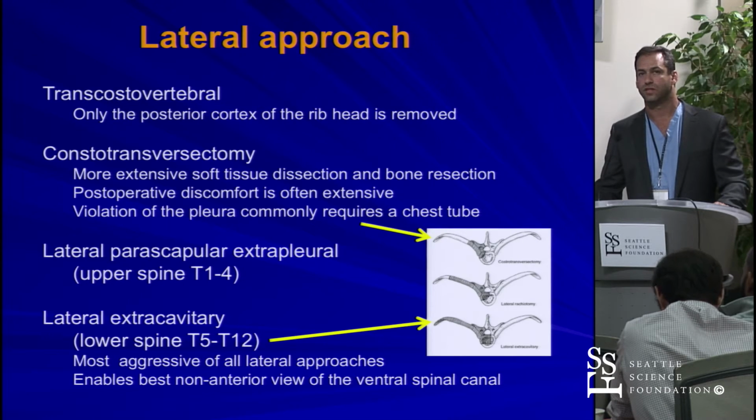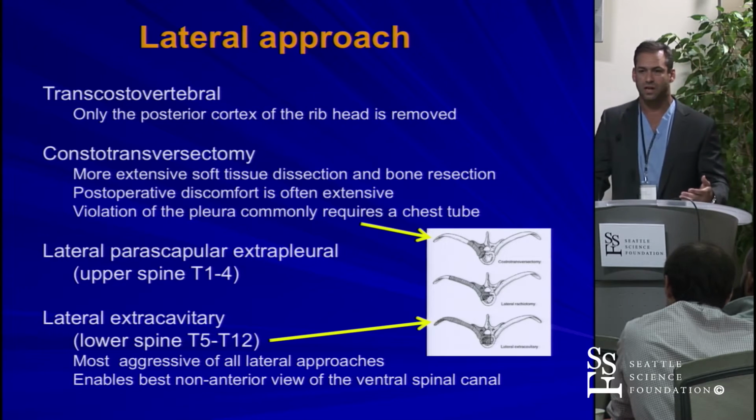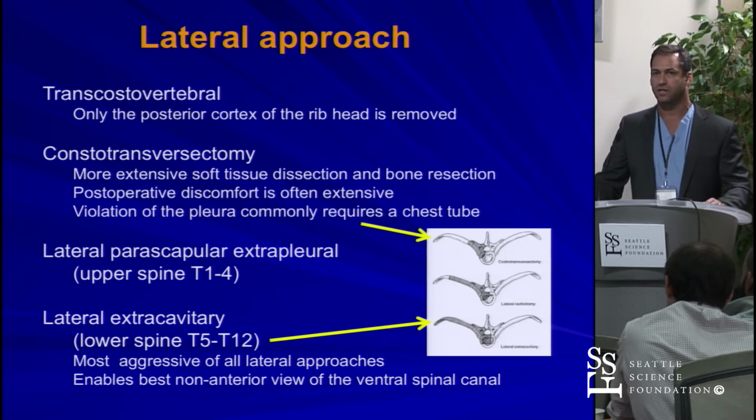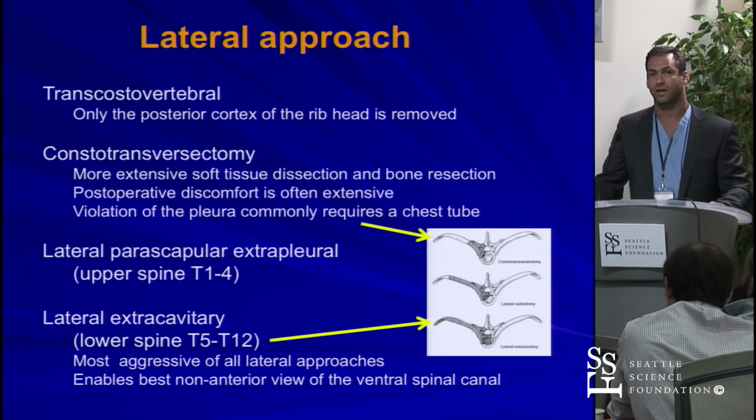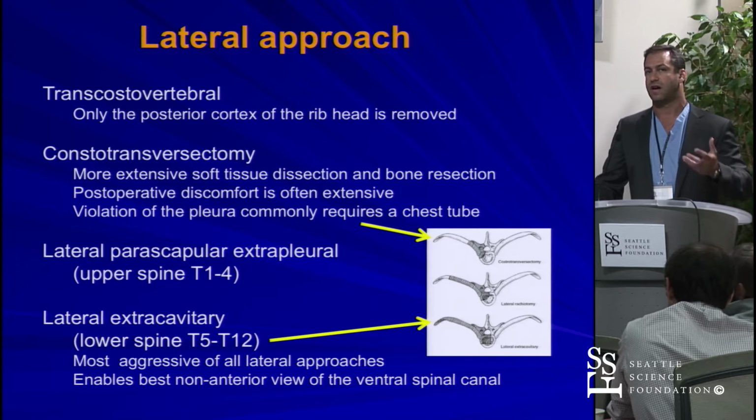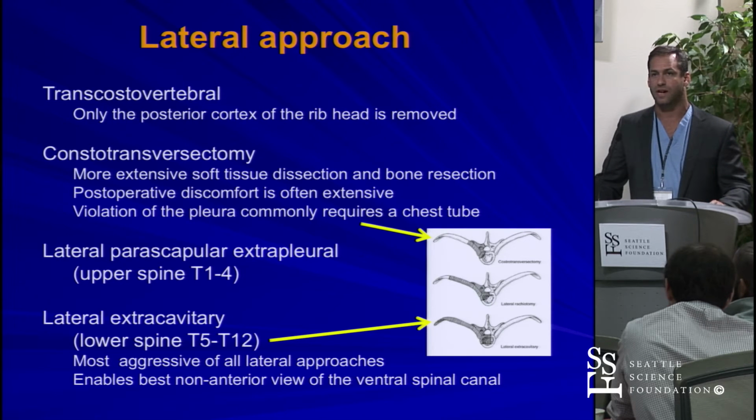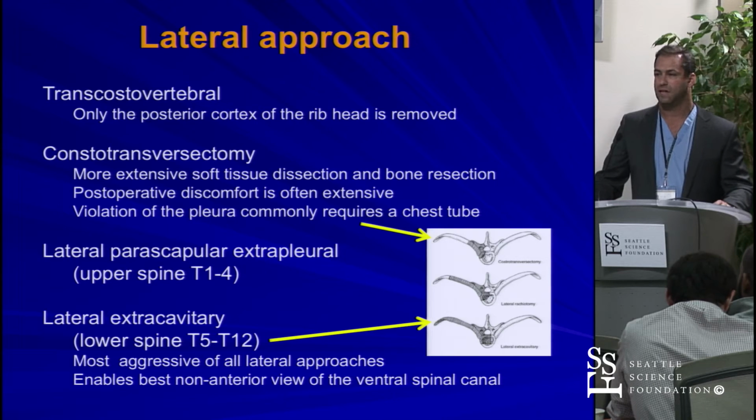The transcostovertebral approach, the costotransversectomy, which is probably something that more people than not are familiar with, if you do have to do this procedure and you're doing it in an environment where the surgeon is comfortable performing it. This is, I think, the most common approach that's performed, certainly at my training at UVA. Lateral parascapular extrapleural approach is for higher up in the thoracic spine, and lower down is the lateral extracavitary approach, which is a pretty significant, extensive resection where you're taking the rib, the transverse process, and the pedicle. So it's a big deal.